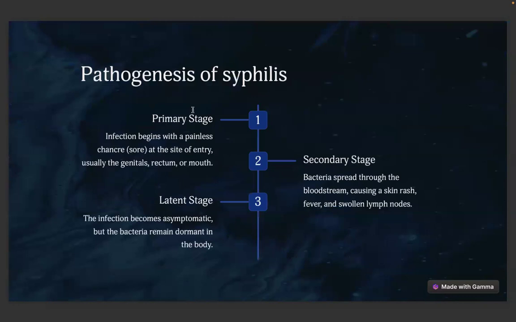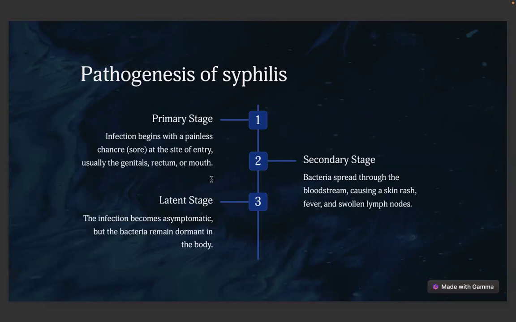Syphilis is transmitted mainly by sexual contact or by direct contact. Like when someone is infected with syphilis and you come in contact with the skin lesions, the syphilitic lesion, you can be easily infected. So this is direct infection. Also sexual. Another route is through blood, like when you transfuse infected blood. Another is transplacental, like when the mother is infected with syphilis and it infects the baby.